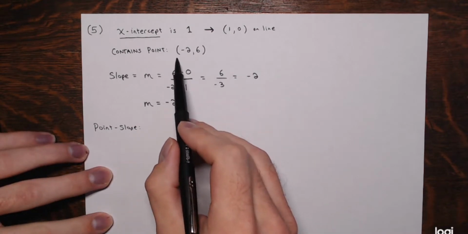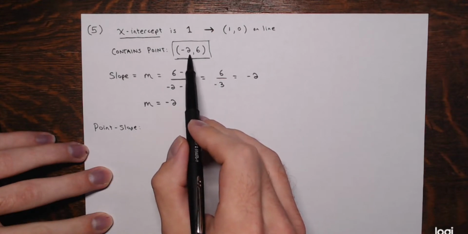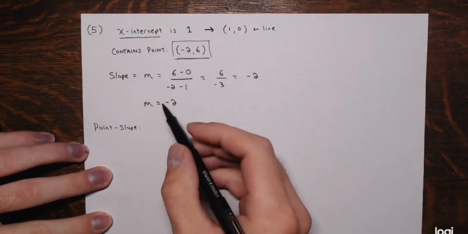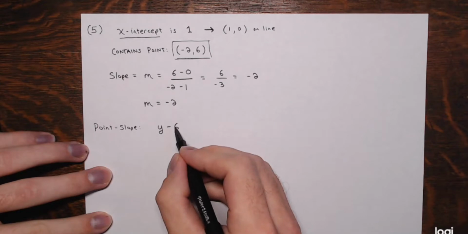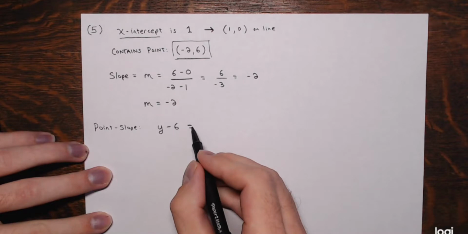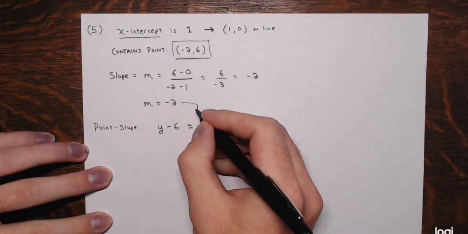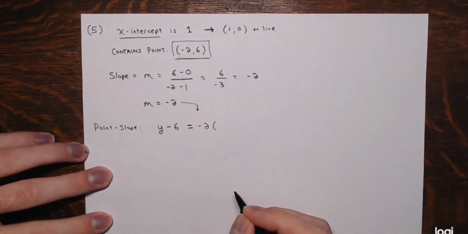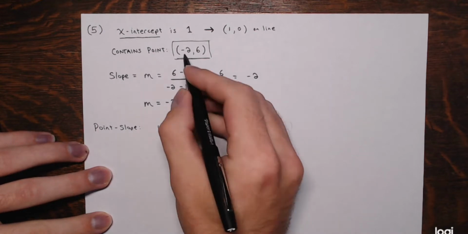Using this point here, it doesn't matter. Pick negative 2, 6 if you want. Pick 1, 0 if you want. It doesn't matter. So remember the change in y, y minus 6 equals, or y minus 0, which is just y, equals the slope, the slope is negative 2, times the quantity x minus negative 2.